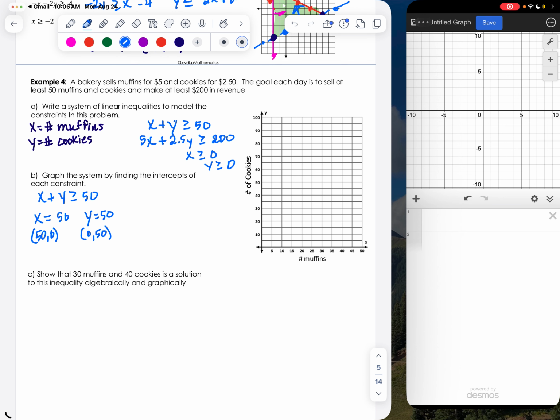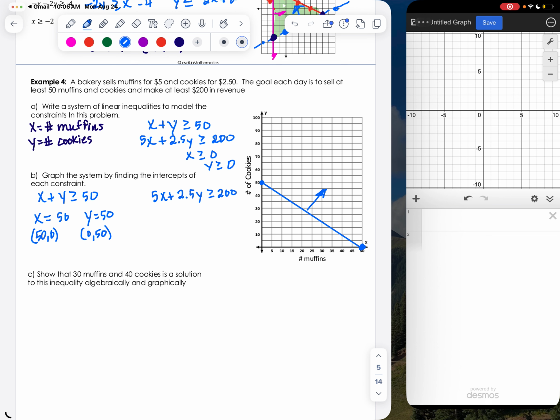Let's see. (50, 0) on the x-axis, (0, 50) on the y-axis, and that should be a solid line. Now, the symbol is greater than or equal to, so we're going to shade above. So I'm going to draw an arrow indicating to shade above. Now, for the second inequality, 5x plus 2.5y greater than or equal to 200.